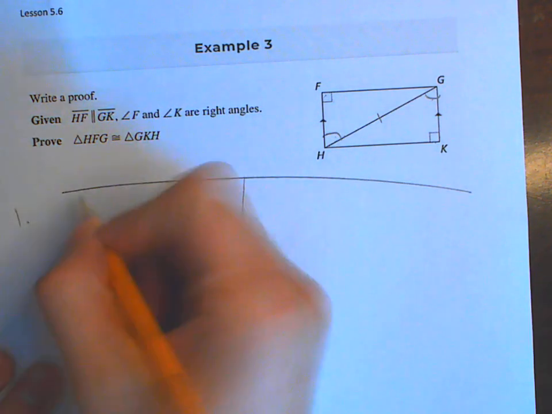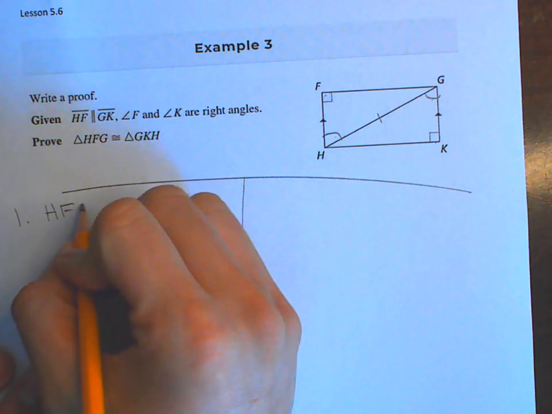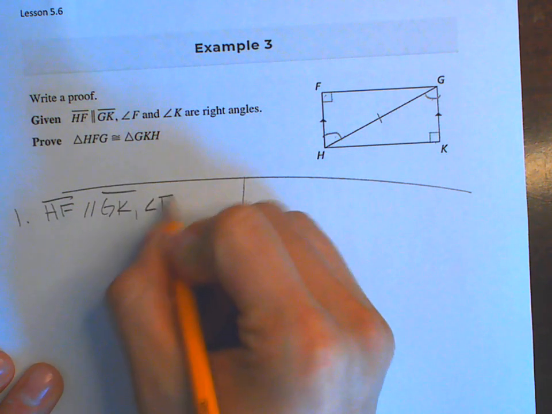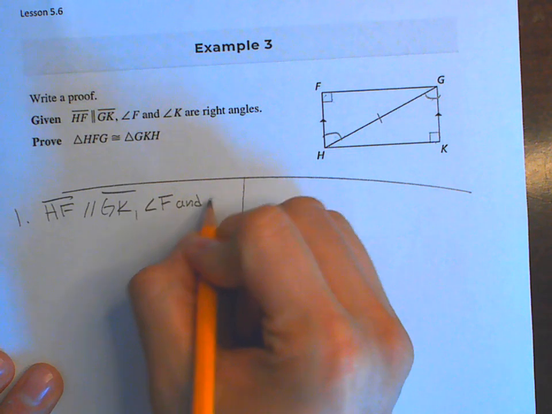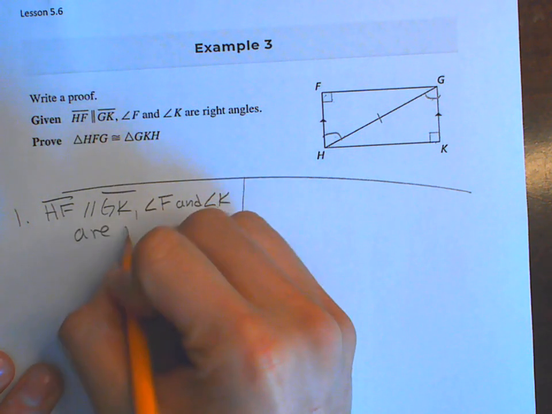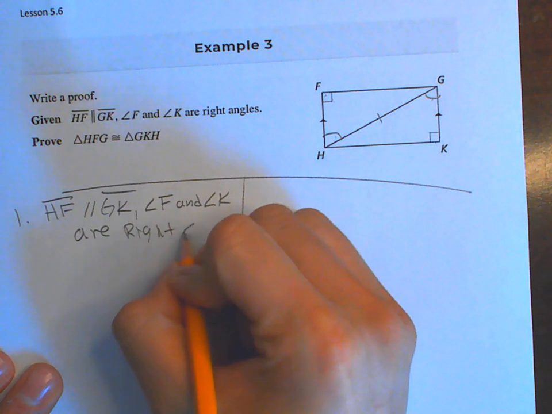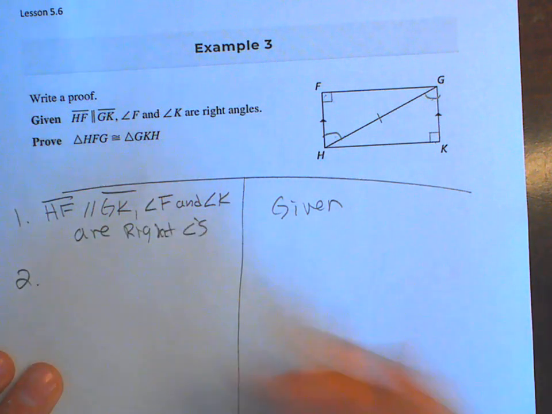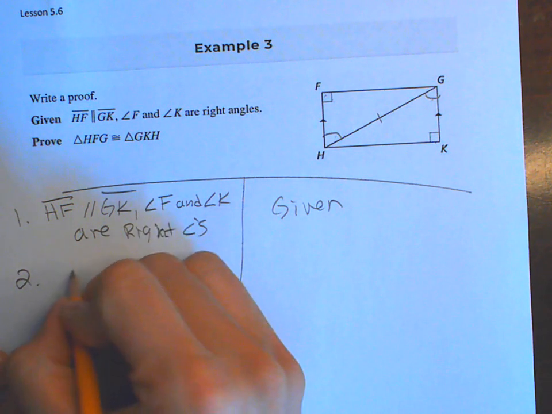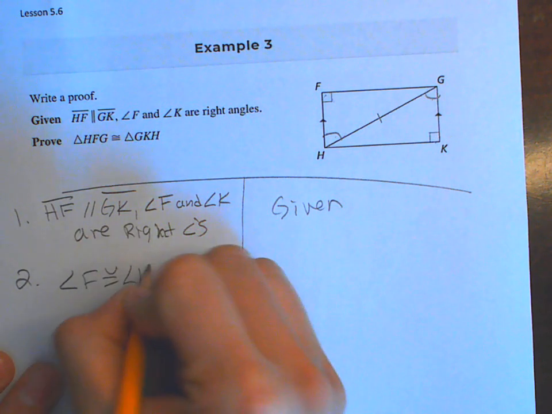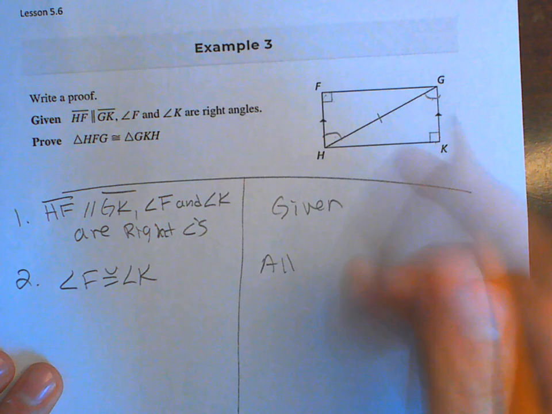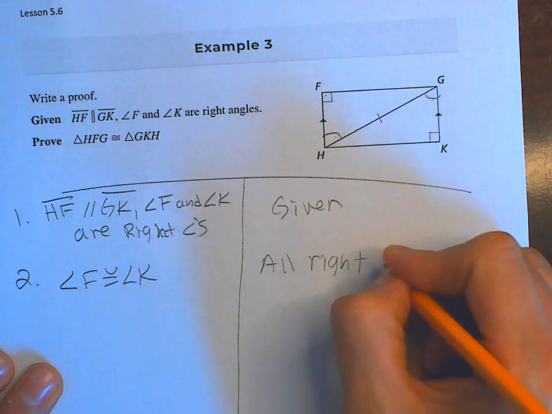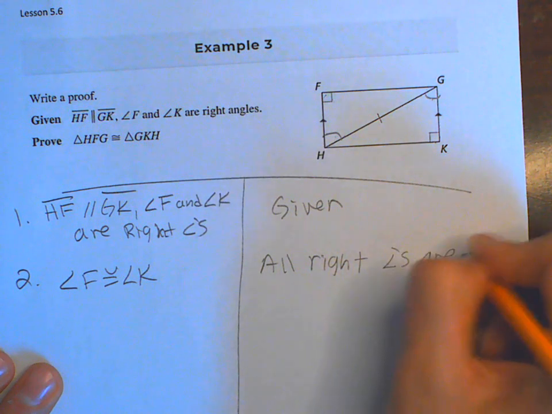All right, step 1. HF parallel to GK, and angle F and angle K are right angles. That is given. Now, here's the thing. Because they are right angles, we know they're going to be congruent. So angle F is congruent to angle K. Why? I can't remember the name of the theorem, but I think it's the right angles theorem. All right angles are congruent.